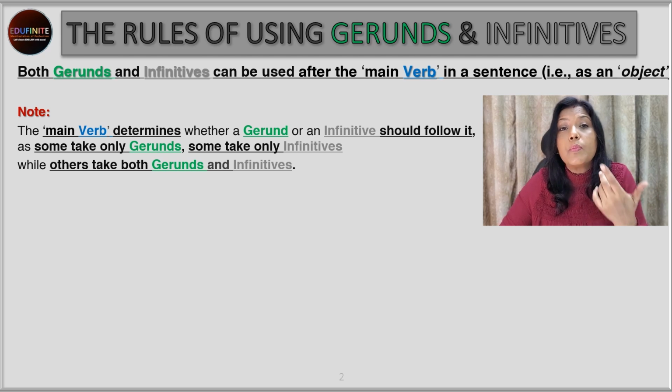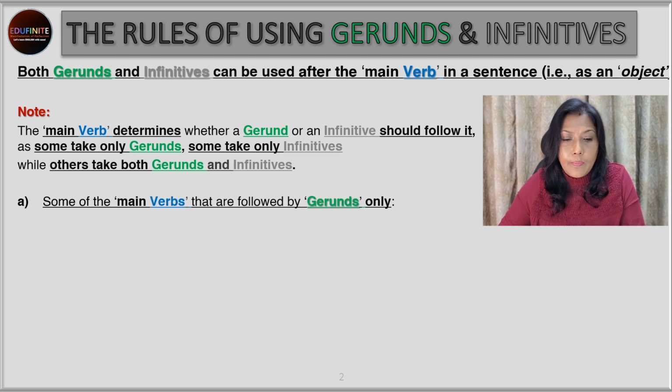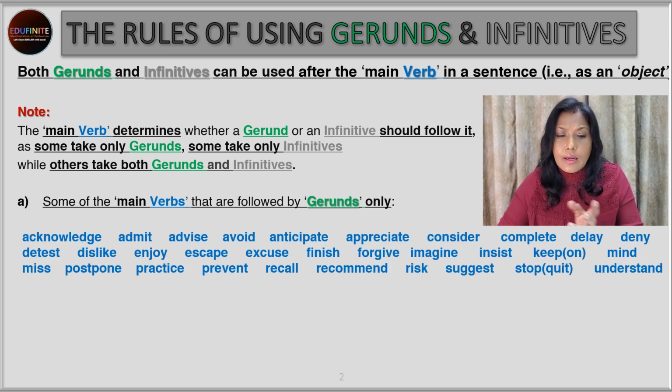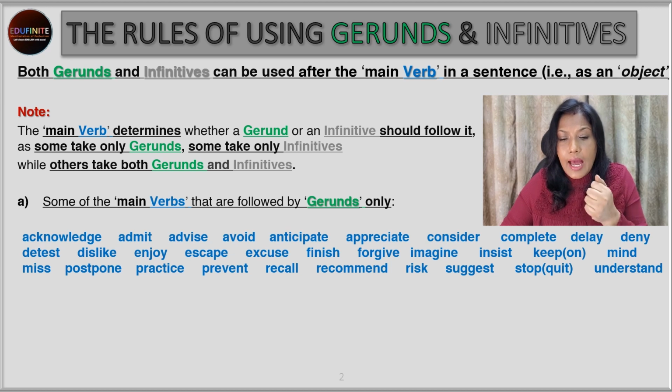So where should we use what? Well, the first one. Some of the main verbs that are followed by gerunds only. I have listed some of them, and they will be followed by gerunds only. That means the ing form of the verb. So let's look into them: acknowledge, admit, advise, avoid, anticipate, appreciate, consider, complete, delay, deny, detect, dislike, enjoy, and the rest of it. Now let's look into some sentences to understand them better.